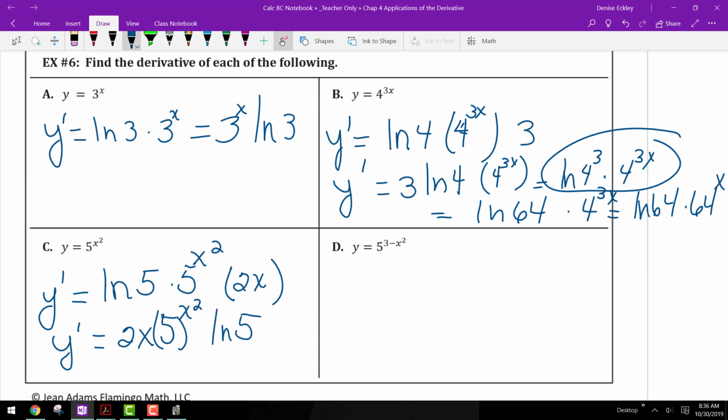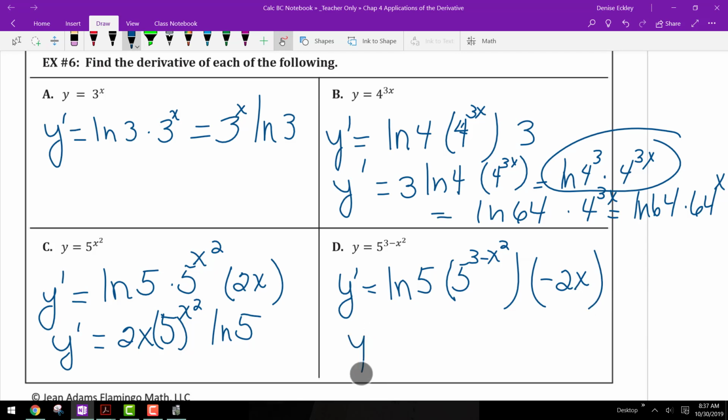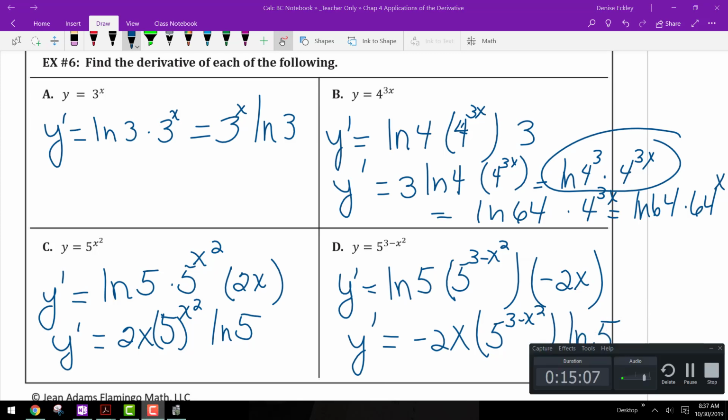And then finally, the last one of this type, y prime is going to be ln of 5. And then we're going to have our 5 to the 3 minus x squared. And then we have to take the derivative of 3 minus x squared, which is negative 2x. So our final answer will be negative 2x times 5 to the 3 minus x squared times ln of 5. So we'll stop there and we'll finish up in the next video.